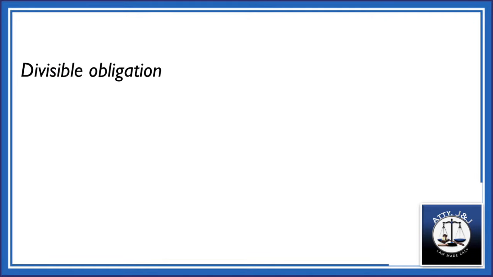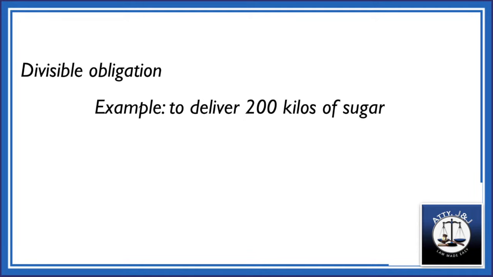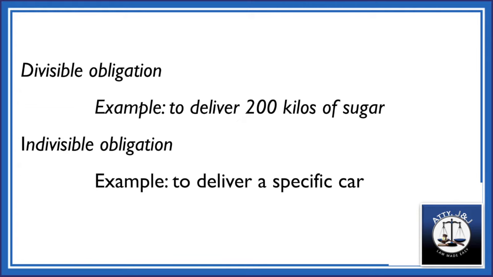From the word itself, divisible obligations, kapag capable of partial fulfillment. So, for example, to deliver 200 kilos of sugar, di ba? Tapos, pag indivisible obligation naman, kapag hindi capable of partial fulfillment. So, example nga dito, to deliver a specific car. It's as simple as that, okay?